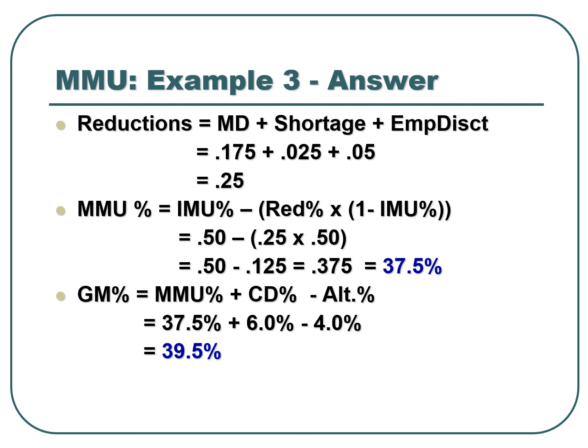Okay. If our maintained markup is 37.5%, and the cash discount was 6%, alteration costs were 4%. In that case, our gross margin can be estimated by MMU percent plus cash discount percent minus alterations percent, and that gave us a 39.5% gross margin.